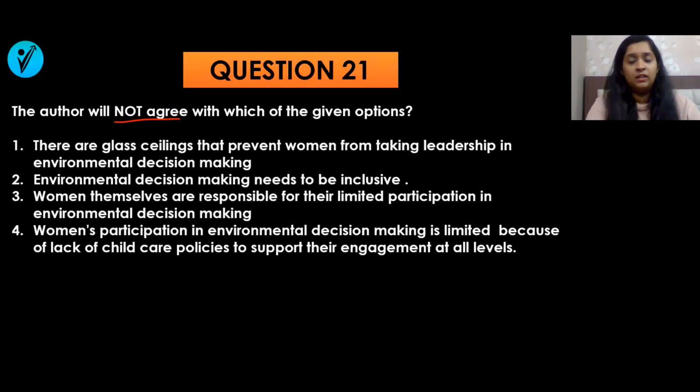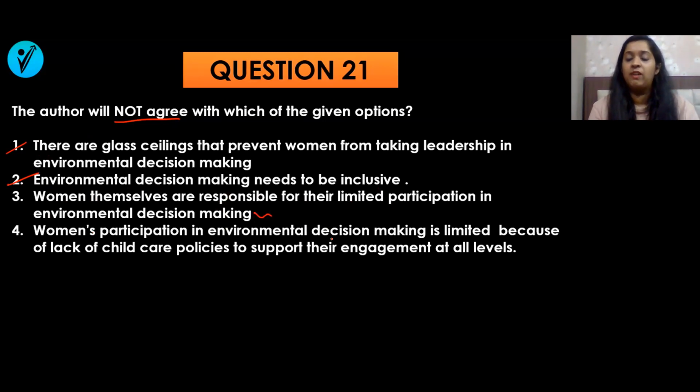The author will not agree with which of the given options. There are glass ceilings that prevent women from taking leadership. No, so the author has agreed that even the glass ceilings have not stopped the women from taking the leadership roles. Environmental decision making needs to be inclusive. It is inclusive. It's just about the women thing not being accepted. Women themselves are responsible for their limited participation in the environmental decision making. So yes, this is something that the author will never agree. The author has always said that women have been sidelined, not by choice. So we can hold on to this option.